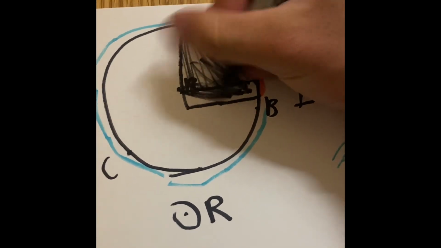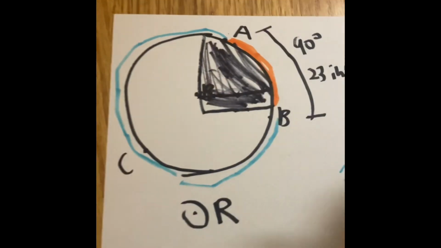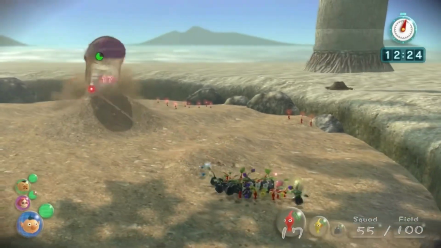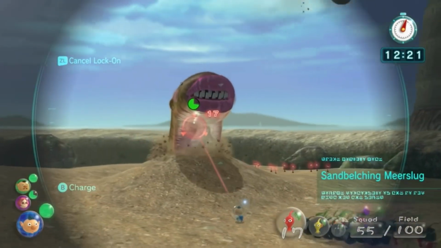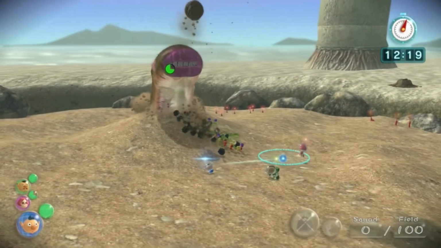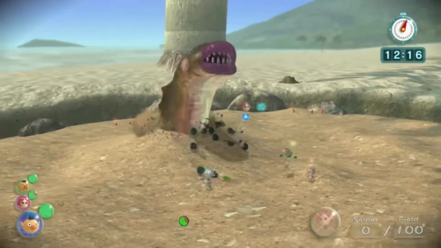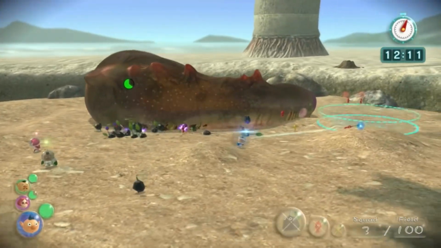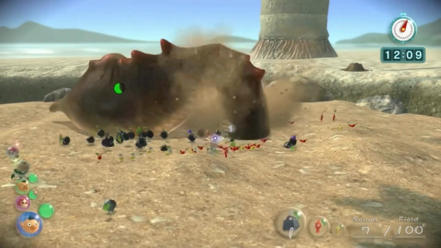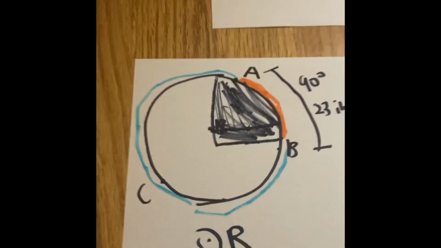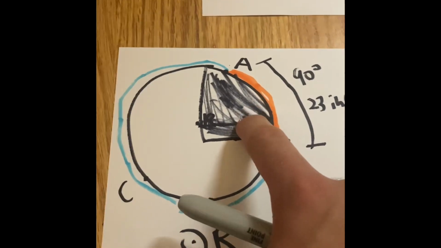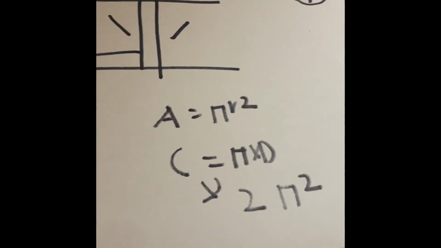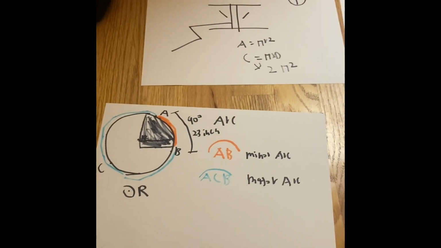That can be in degrees, or just like you solved the area of a circle, feet squared. So let's try and solve a problem.